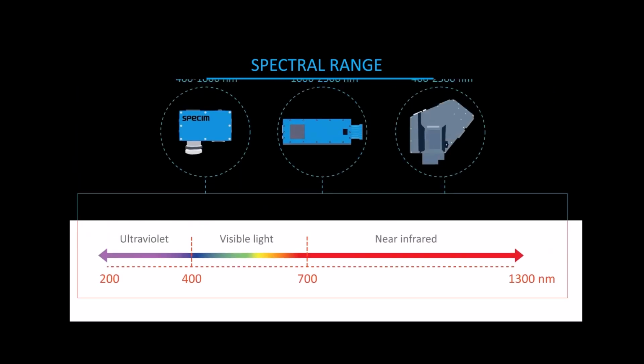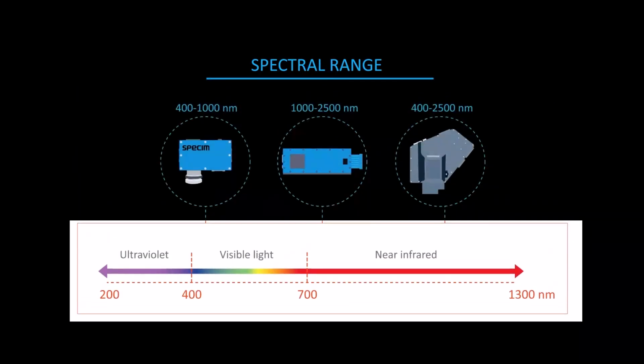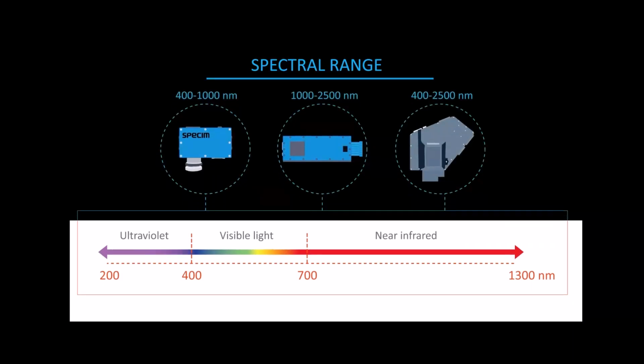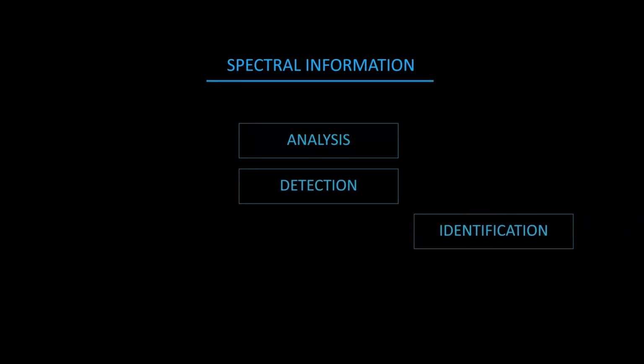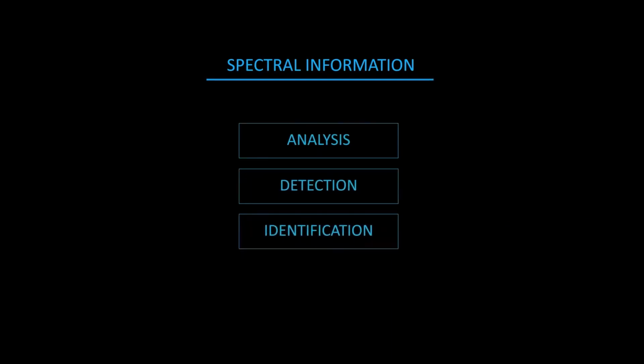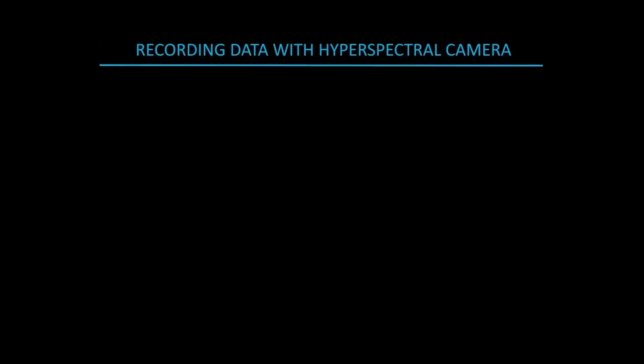So, a hyperspectral camera measures the target in every wavelength located in the hyperspectral camera spectral range, creating a full spectrum for each pixel of the target. The collected full spectral information is versatile for analysis, detection and identification of various materials and compounds, and all with just one measurement. We will introduce how to successfully record data with a hyperspectral camera.